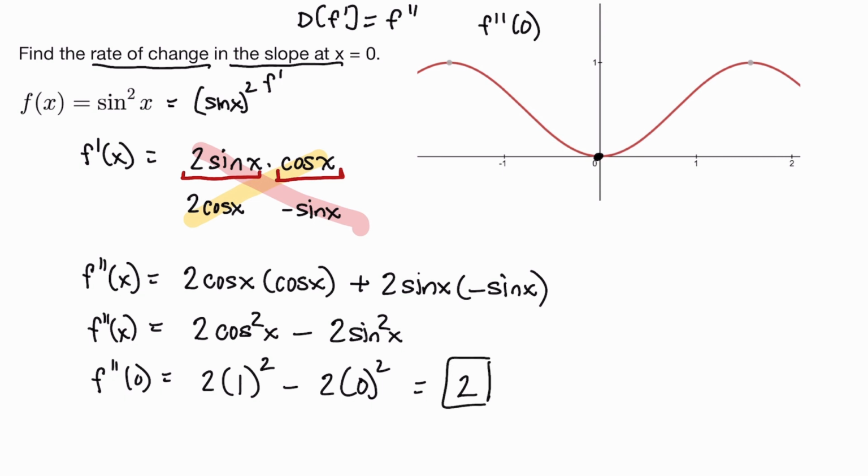So that means at that moment, the slope is changing by 2 units for every unit that we increase on x. And as you look at this, it makes sense because the slopes are going from negative to positive, so the second derivative at 0 really should be a positive number, and this confirms that it is positive. So there we have it.